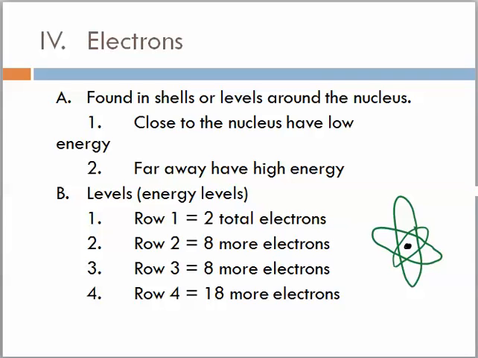Let's talk about these energy levels. Row 1 is commonly the one closest here. And you'll notice that it always has at most 2 electrons in its outermost shell. Row 2 is going to have 8 in its outermost shell. So there'd be 2, maybe 4, 5, 6, 7, 8. It's got 8 electrons in its outermost shell. Row 3 is exactly the same. So there's 1, 2, 3, 4, 5, 6, 7, 8.